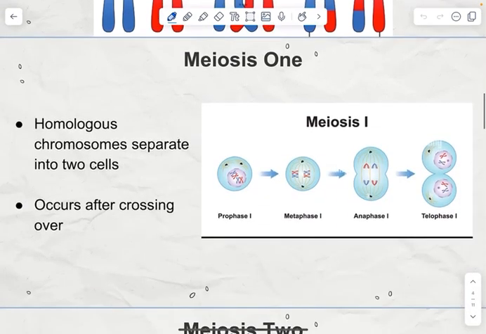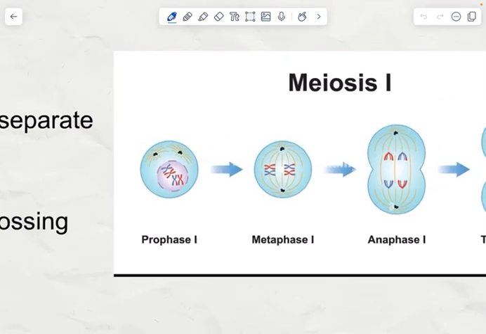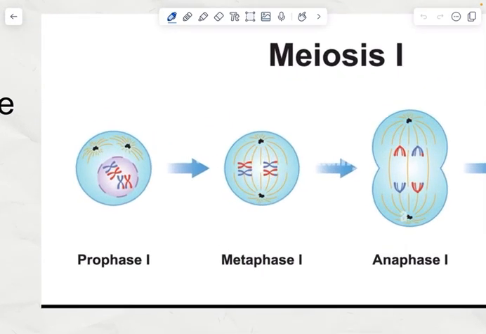All right, so meiosis is divided up into two stages. The first one is called meiosis 1. In this one, the homologous chromosomes are going to line up and they are going to separate. And this happens after crossing over. So you can see here in this little picture, in prophase 1, they're just floating around. In metaphase, they line up, and instead, in mitosis, sister chromatids separate first. In meiosis, homologous pairs separate first, and you can see that there.